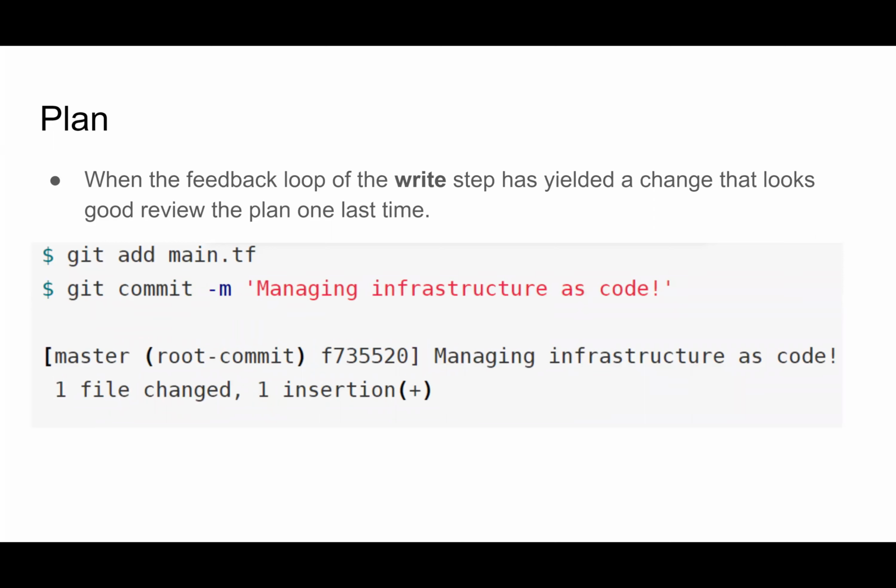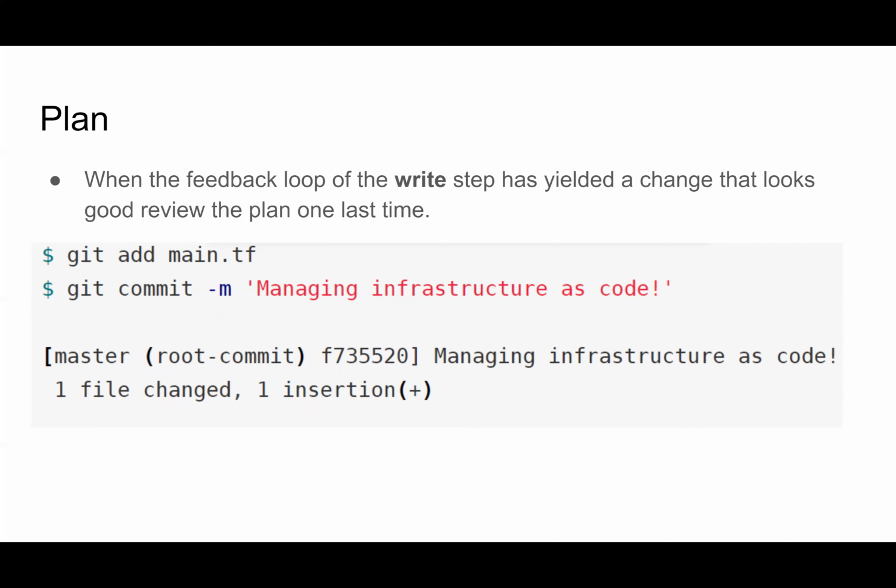In the planning phase, this is where you would basically see the output of the Terraform plan. And you would plan the code, you run Terraform plan, and then you'd run git add main.tf, for example, and commit. You'd add your commits as you go through the plan.